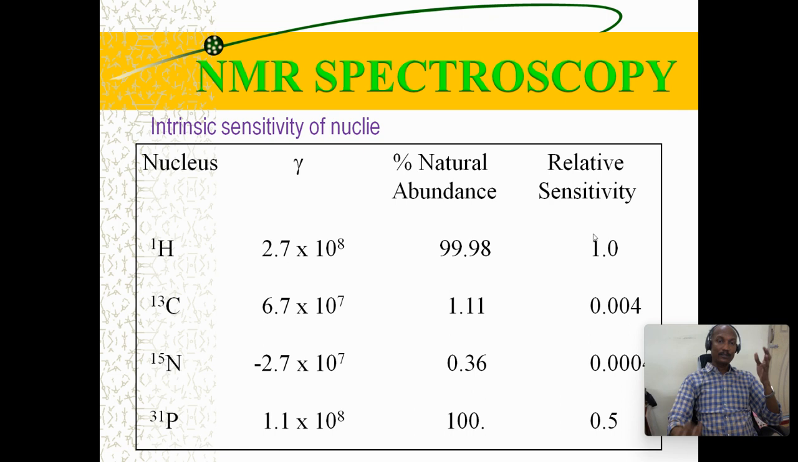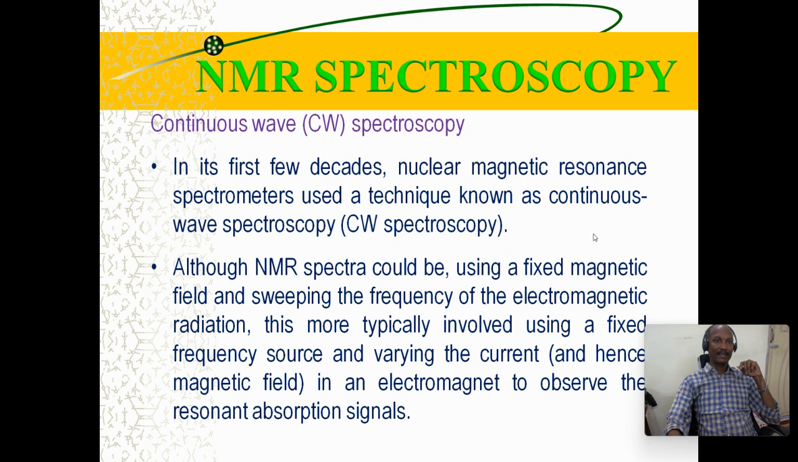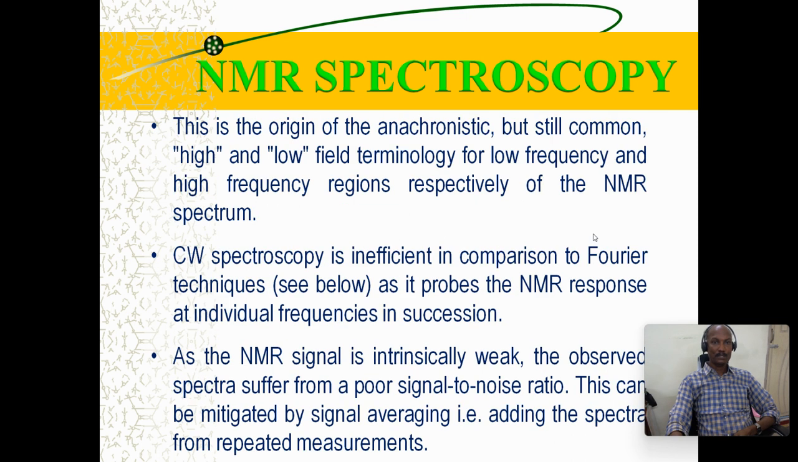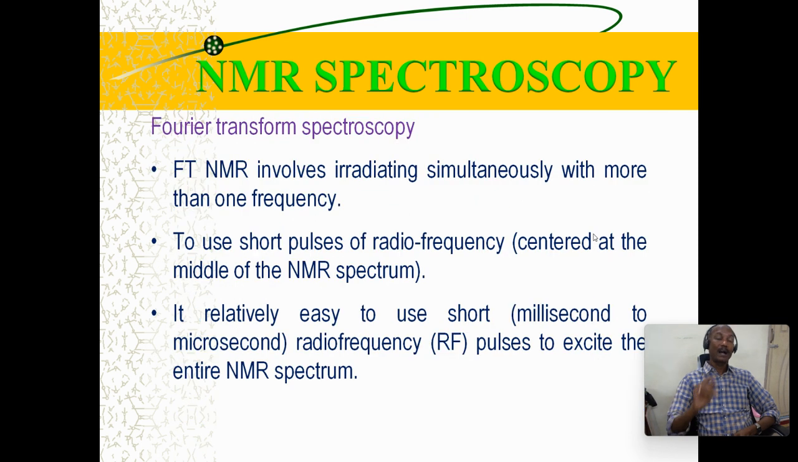All these things regarding the nucleus can be explained based on natural abundance and relative sensitivity. One more related aspect is continuous wave spectroscopy, popularly called CW spectroscopy. It is one of the important aspects in relation to this. Another related term is Fourier transform spectroscopy.